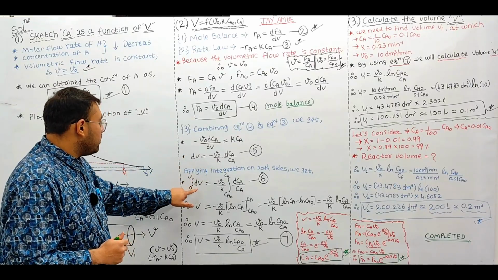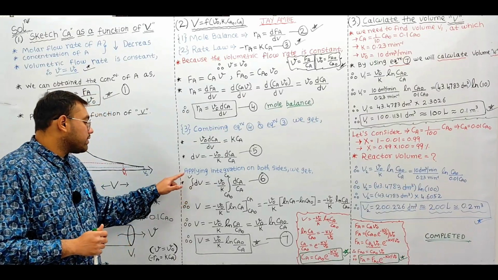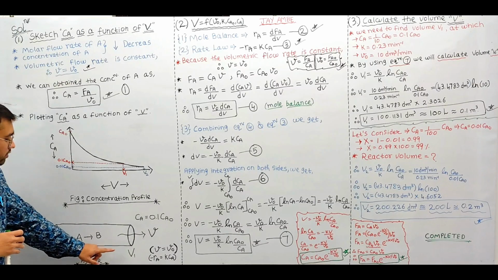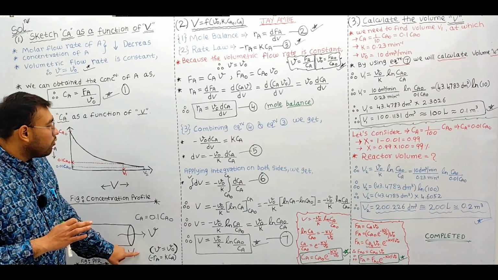So integral dV from limits 0 to V. So how did these limits come? Let's say the volume of the plug flow reactor goes from V equal to 0 to V equal to V1. Here V1 we are writing as V.